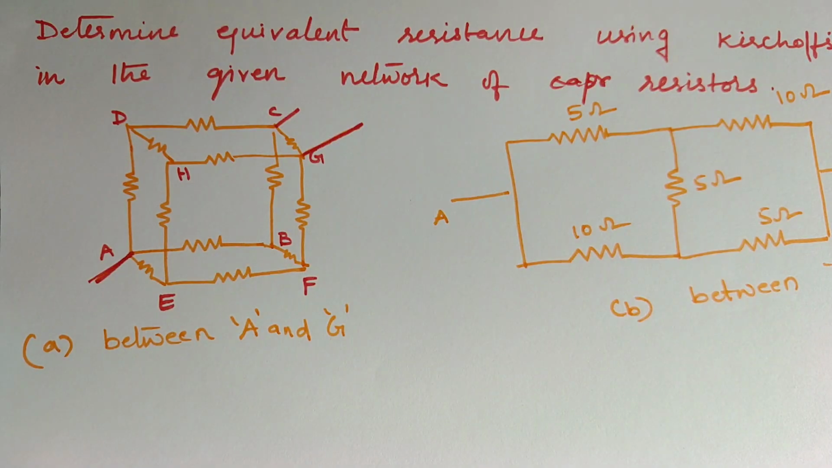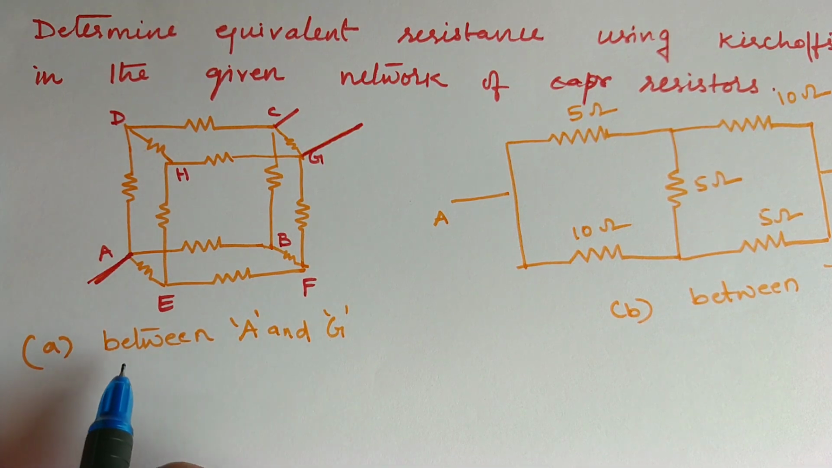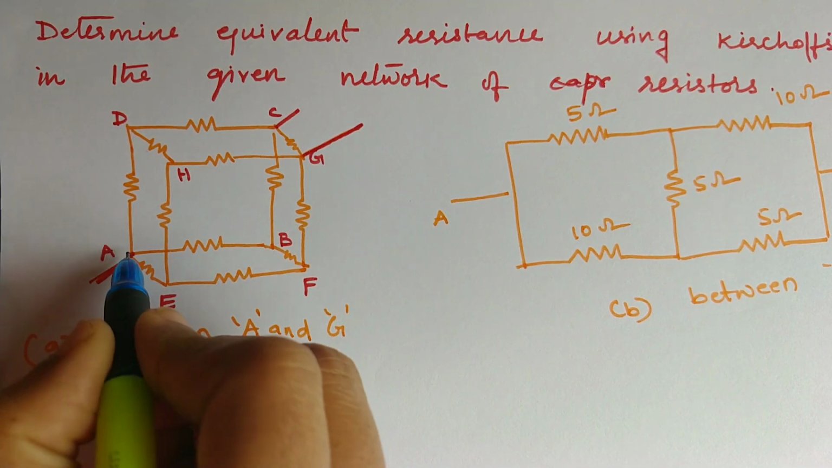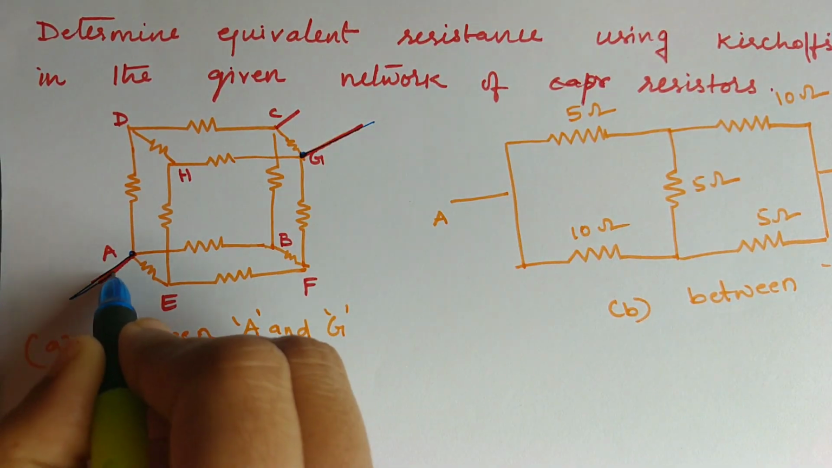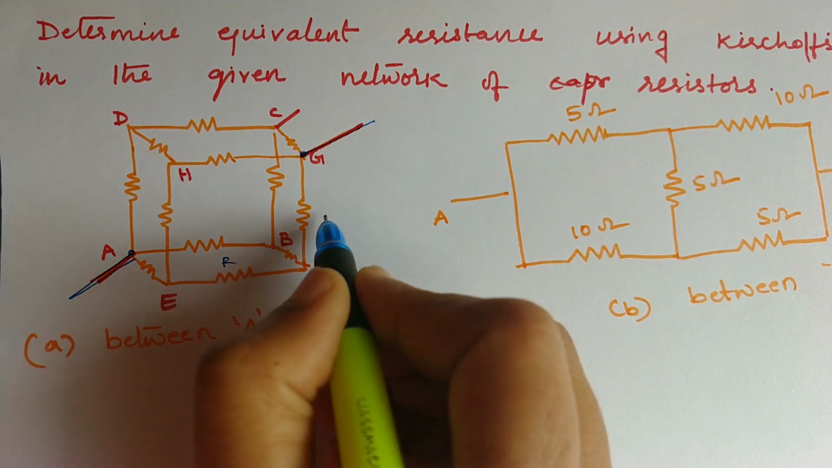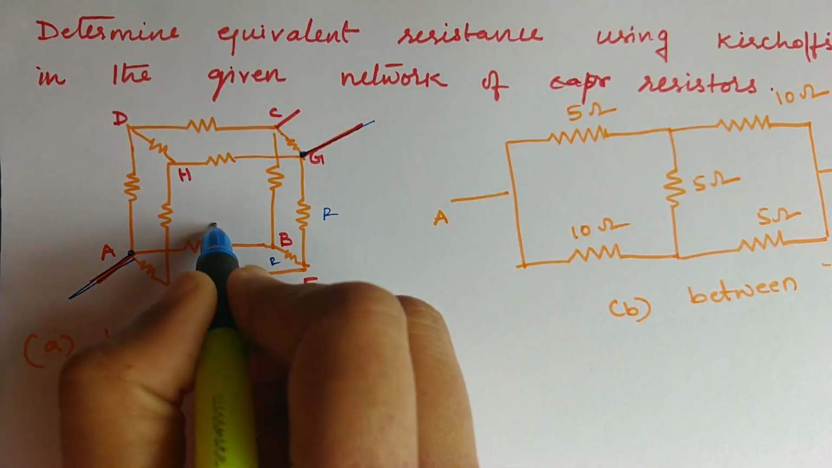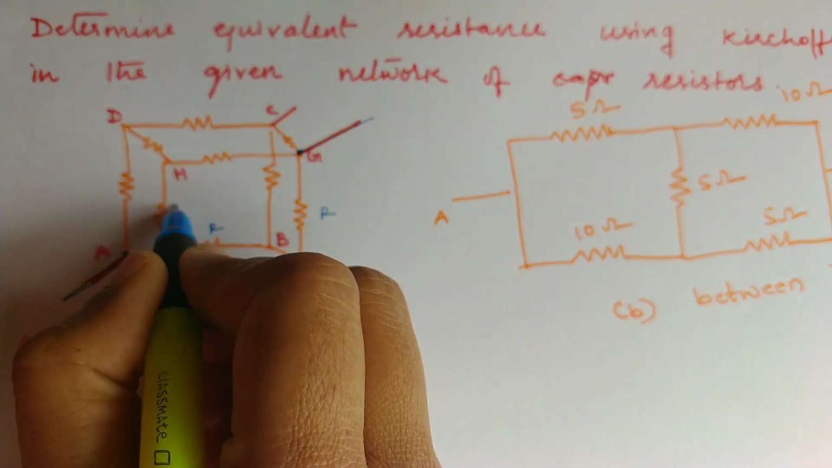Now this is a question to evaluate equivalent resistance but by using Kirchhoff laws. See, we have already discussed cubical networks and I told you how to evaluate equivalent resistance for various points. But in this question, we are asked to determine it by using Kirchhoff laws. So I will show you one example, that is between A and G. This is your A and this point is G, which is the principal diagonal of a cube. Take all the resistances as capital R.